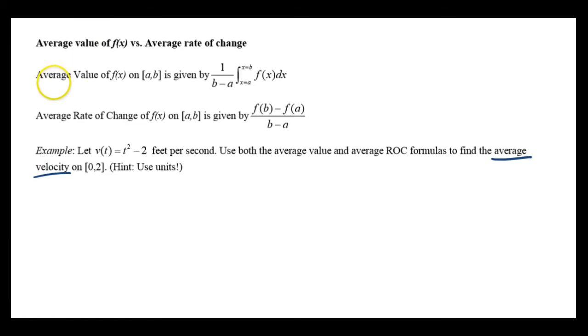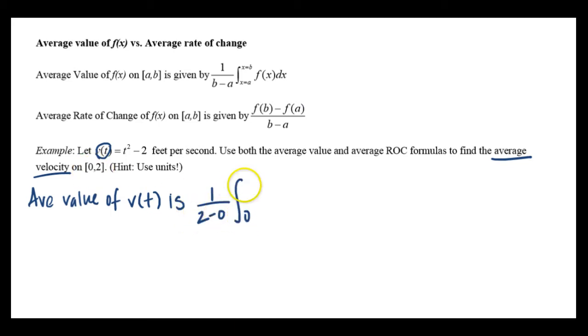Now, this formula here tells us the average value of a function. I'm being asked to find the average of velocity. The name of the velocity function is v of t. So average value of f of x is just like asking us to find the average value of v of t. So using the average value formula, the average value of v of t is 1 over, so the interval is 0 to 2, so 1 over 2 minus 0, the integral from 0 to 2 of v of t dt.